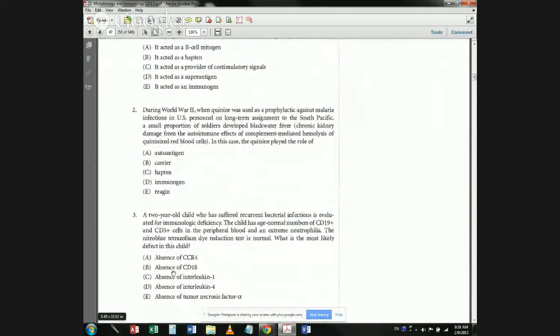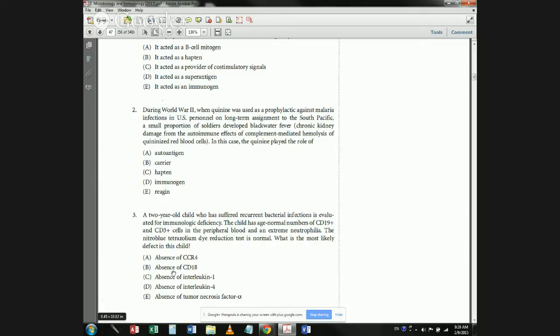Now, 3. A 2-year-old child who has suffered recurrent bacterial infections is evaluated for immunologic deficiency. The child has age normal numbers of CD19 and CD3 cells in peripheral blood and an extreme neutrophilia. The nitro-blue tetrazolium dye reduction test is normal, meaning it turns blue, meaning NADPH oxidase is functional. What is the most likely defect in this child? So recurrent bacterial infections, normal B cells, normal T cells, NADPH oxidase is working fine, but you have extreme neutrophilia.